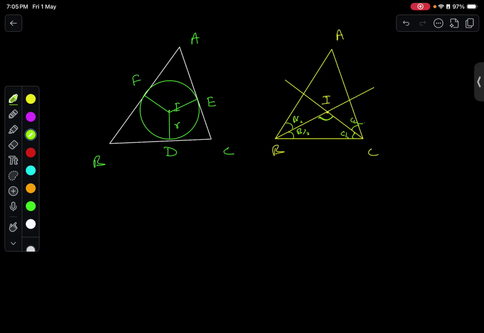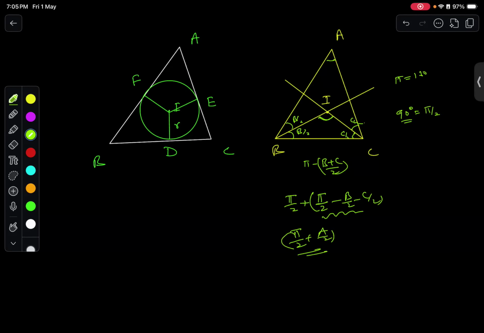So I will mix with the angle. This is pi minus B plus C by 2, and we can write this as pi by 2 plus pi by 2 minus B by 2 minus C by 2. For any triangle ABC, pi by 2 means 90 degree, pi means 180 degree. So 90 minus B by 2 minus C by 2 is nothing but pi by 2 plus A by 2, this is the angle. One by one, we can find all the angles also.